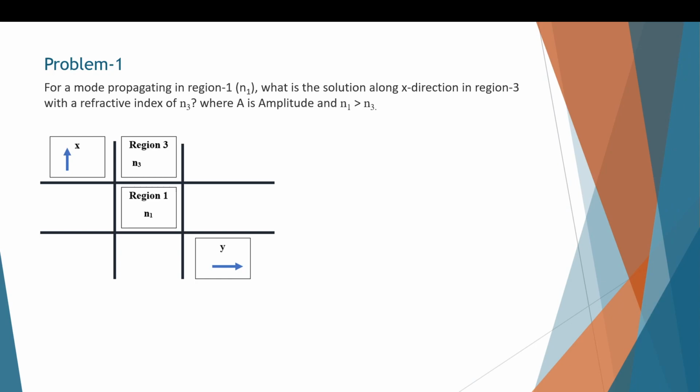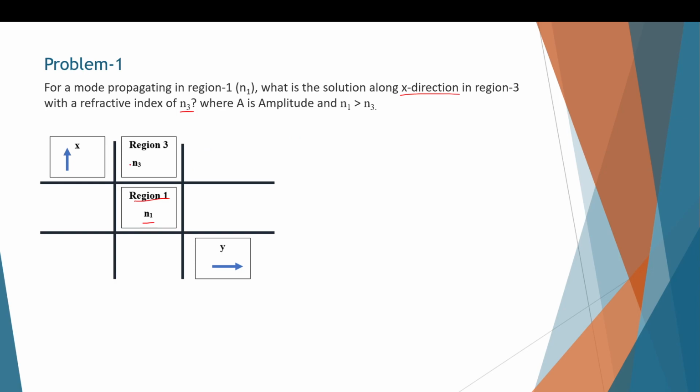Okay, so the first problem was for a mode propagating in region 1, with refractive index N1. They have defined nine regions, and the mode is said to be propagating in region 1. What is the solution along the x direction in region 3 with a refractive index of N3? So we have to tell the solution. Not the exact solution, but the expression for a solution along the x direction in region 3. So the x direction is this way.